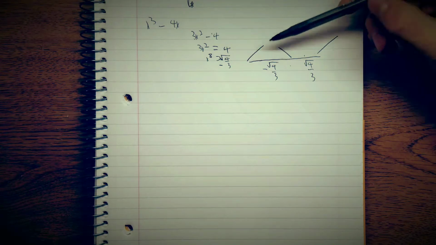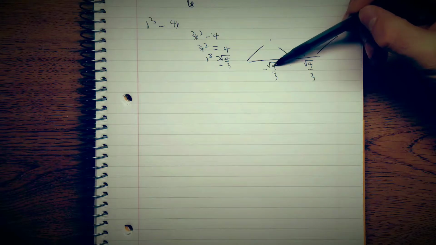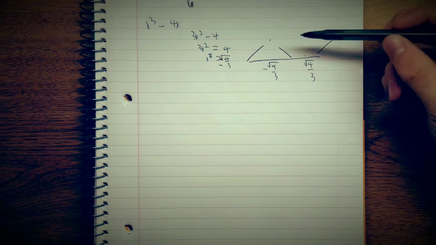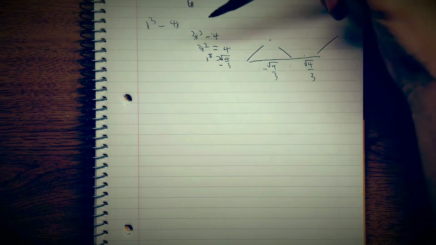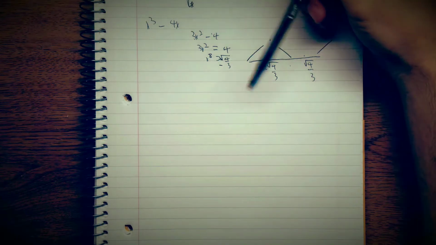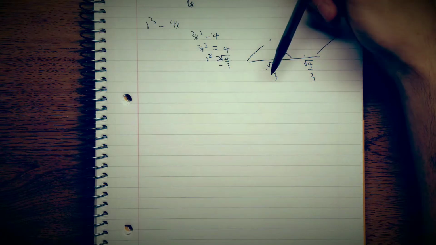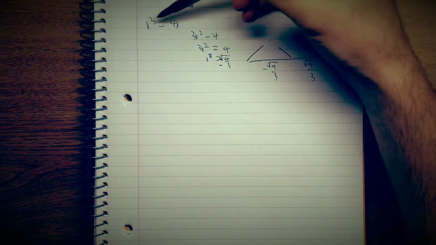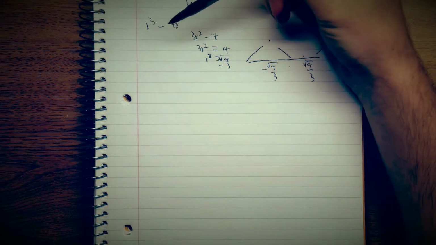To find the y values, we know that the x values are negative square root 4 over 3 and square root 4 over 3. Now to find the y value, we would just plug it back into our original equation. So we'd plug our critical numbers in for x to find y.